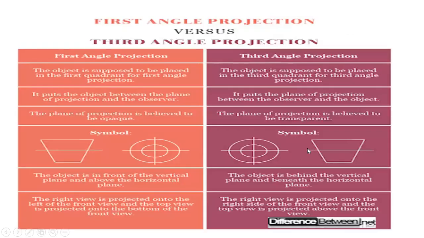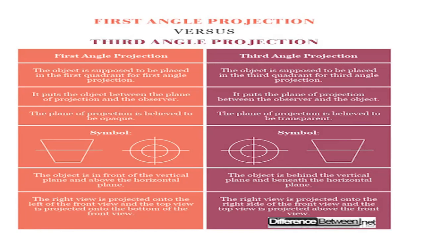Now we will see the basic difference between first angle projection and third angle projection. In first angle projection, the object is in front of the vertical plane and above the HP. In third angle, the object is behind the vertical plane and below the horizontal plane. The first angle projection and third angle projection are just reverse to each other. In first angle projection, the object is supposed to be placed in the first quadrant, and in third angle projection, the object is supposed to be placed in the third quadrant.